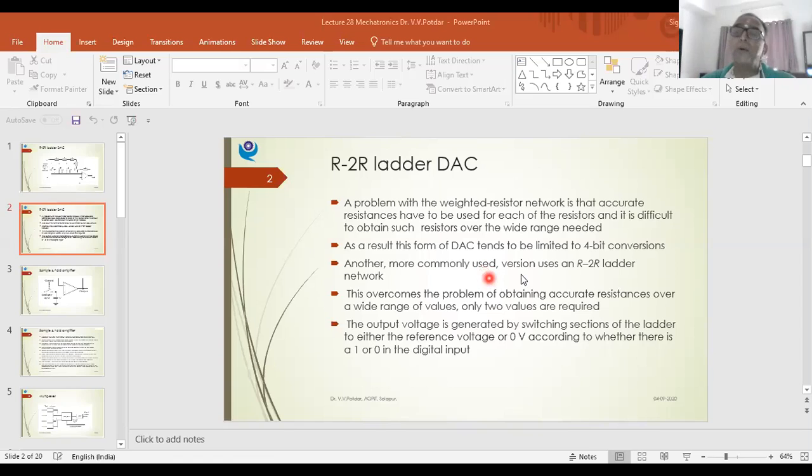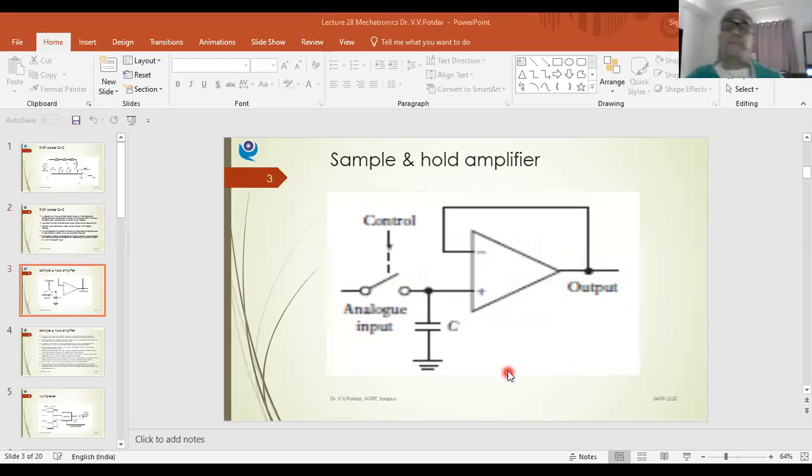Let us go through the sample and hold circuit and understand what this sample and hold amplifier is. This is once again an operational amplifier. As you can see, the non-inverting terminal is connected to a capacitor and then grounded, and to the inverting terminal you are providing a feedback. Then to the non-inverting terminal I am providing the analog signal input. I have control over a switch. Now this also is automatically generated.